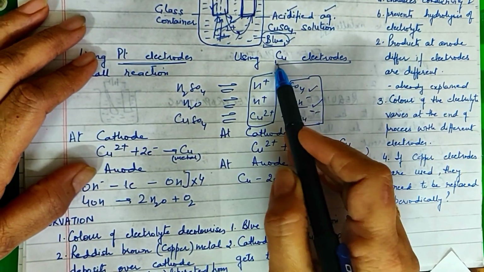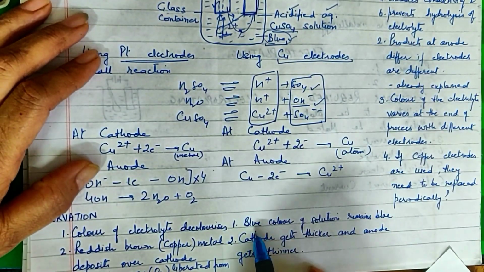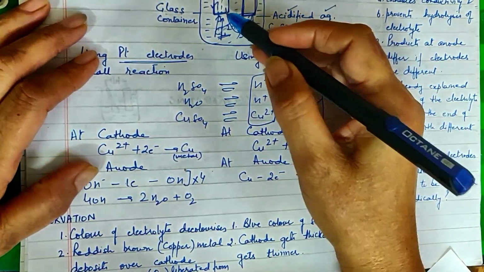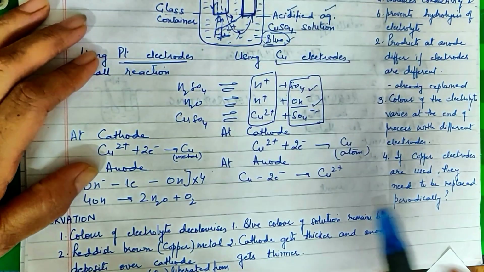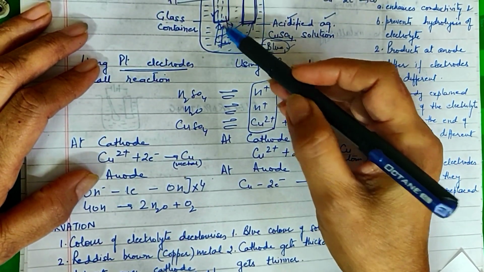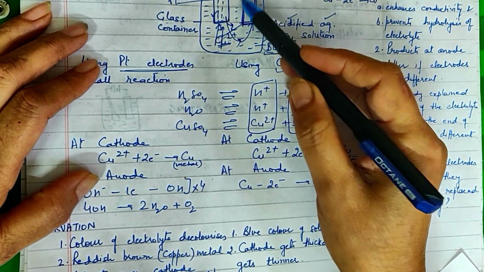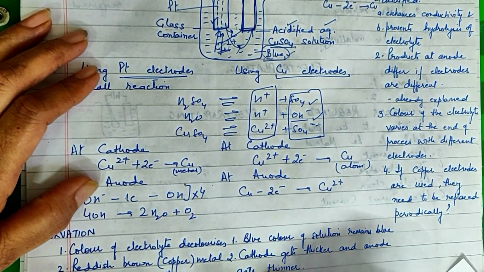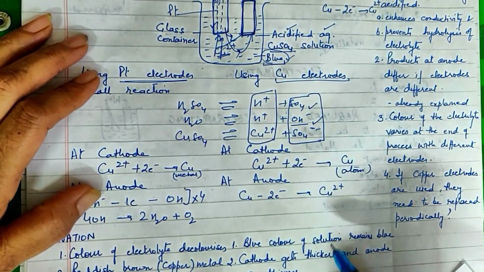What are the observations when copper electrodes are used? One, the blue color of the solution remains blue. Why does it remain blue? Because the fresh copper ions are coming from the anode. The cathode gets thicker, because the ions are coming from the anode and discharging over the cathode, and the anode becomes thinner. Now, is there any oxygen or anything released over here?